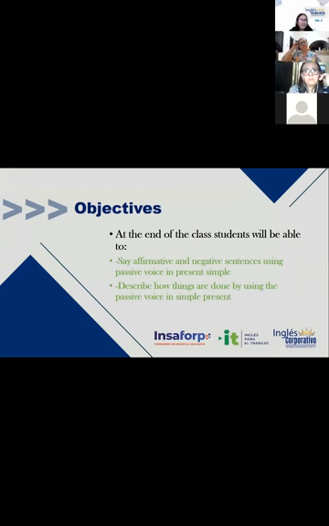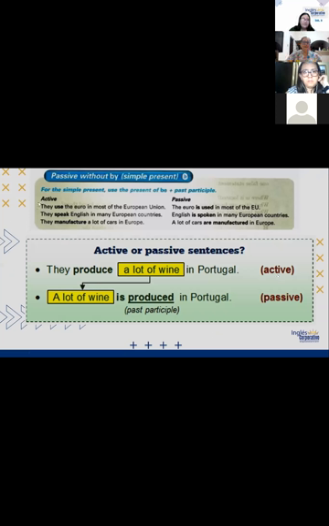At the end of this class, students will be able to say affirmative and negative sentences using the passive voice in present simple and describe how things are done by using the passive voice in simple present. Present simple is the same thing, right? This is the structure. Passive without by. So it's not necessary to say by whom. In the past, it is sometimes important to mention who did that action, but we focus on what was done. But in this one, it's not really necessary. It's kind of obvious, right?